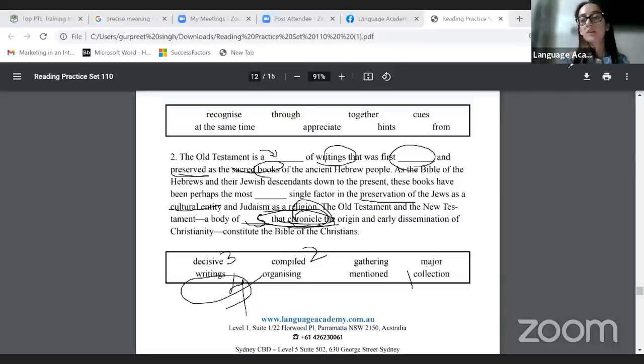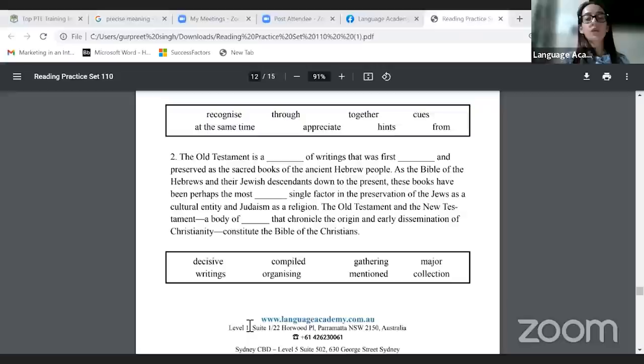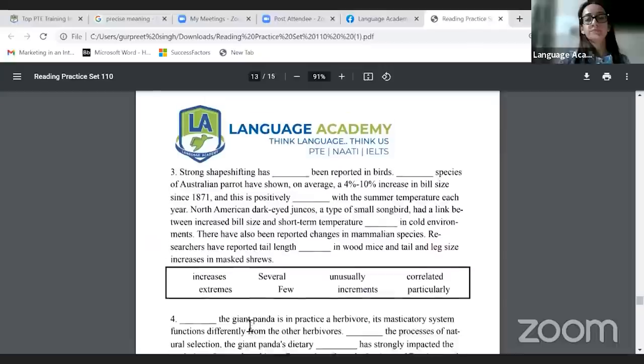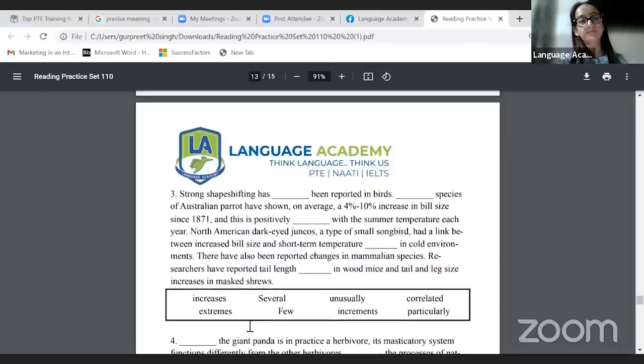Good, Suganya, very well done. Singular noun comes with plural verb. Plural noun comes with singular verb. Chronicle is a verb here. Question number 3, 2 minutes, and then post your answers. Chronicle is a verb, Harpal. Chronicle is a verb.